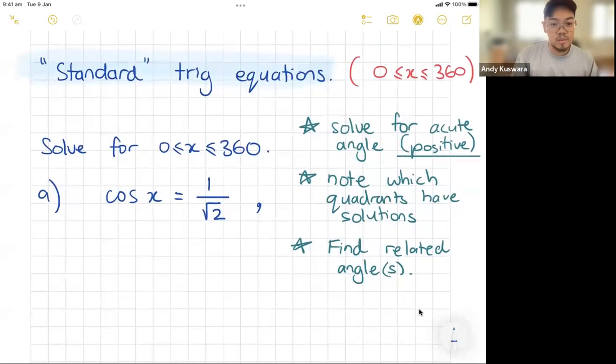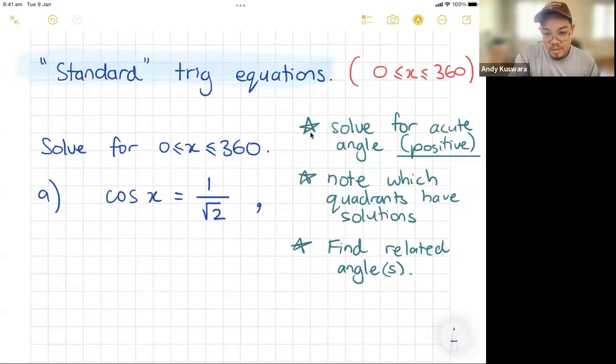Now, the first one we're going to look at is the standard trig equation. Not all the time, but generally standard trig equations have a domain between 0 and 360. So they'll say solve for x between 0 and 360, and they'll say something like, this is your equation, cos x equals 1 on root 2.